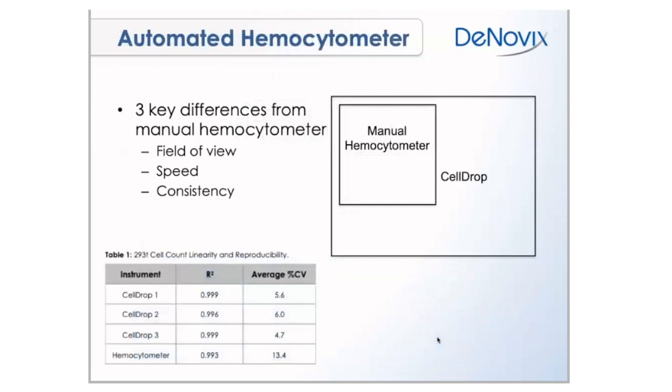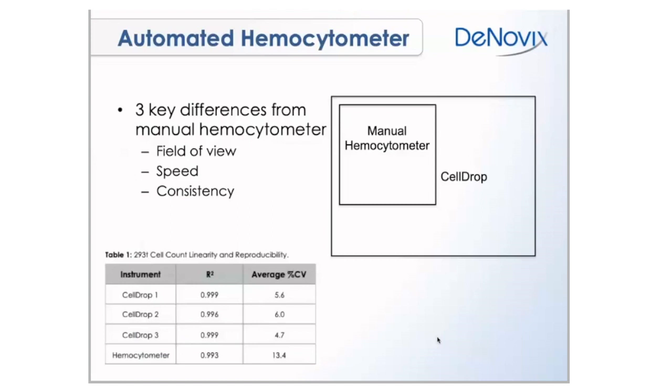When we're talking about automated image-based hemocytometers, it's exactly the same principle. There's no additional magic going on, no extra sensors or anything like that. You're just looking at a number of particles under a field of view and counting those particles in a fixed volume. Three key differences, though, from the old school manual hemocytometer.